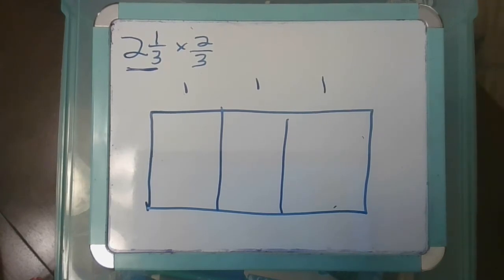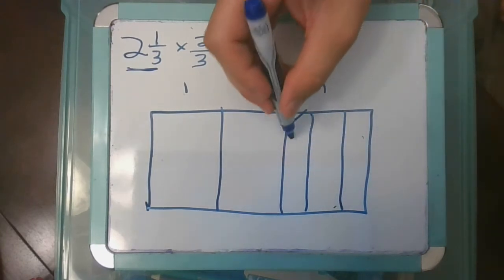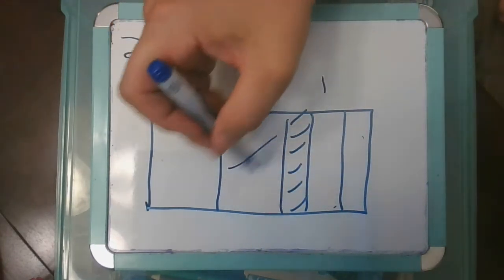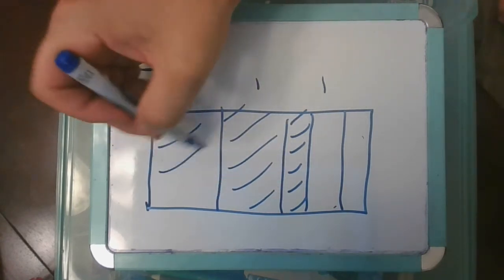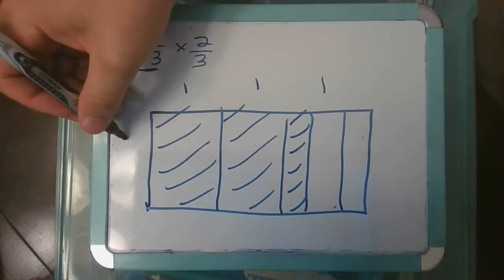And I know what you're thinking, but you don't have 3. That's not up here. You're right, I don't. But I do have 2 wholes, and I need 1/3 of this piece right here. Okay, so taking a look, I have 1 whole there, 1 whole here, and a third at the end. So that's my 2 1/3. Okay, now I'm multiplying that by 2/3.